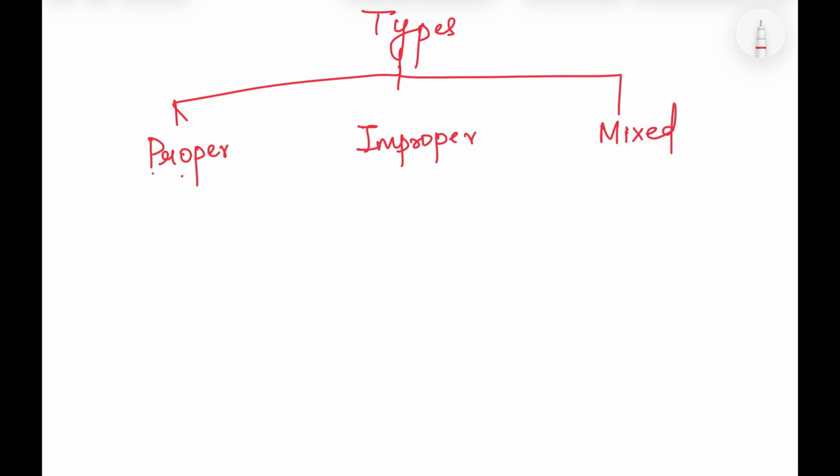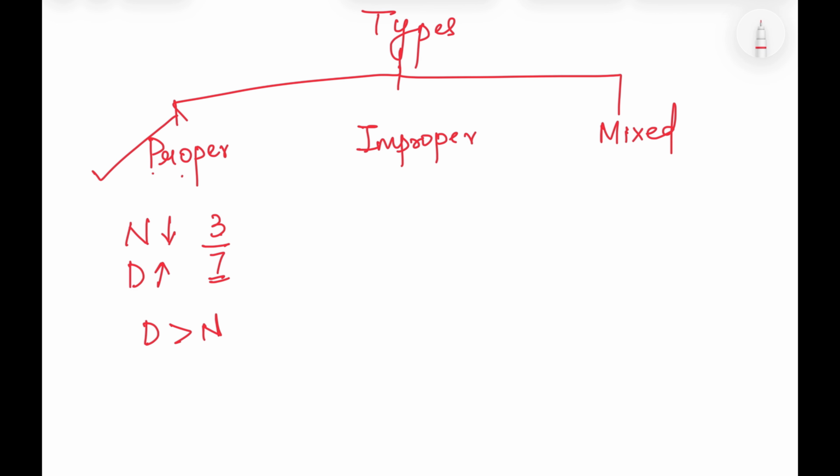Now what is a proper fraction? In a proper fraction, we need to remember that the numerator is less and the denominator is more. So if I say 3 upon 7, the denominator is more than the numerator. So this is called a proper fraction, because this is possible. From 7 parts we can remove 3 parts.